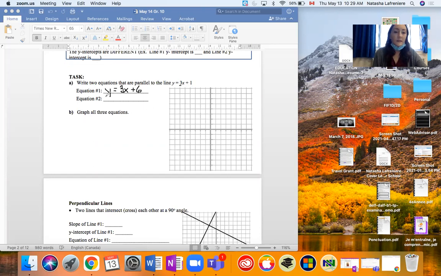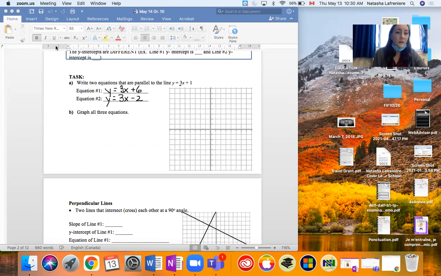Okay. And same thing for the second equation. So the second equation is going to be 3x because the slope cannot change. The slope has to be the exact same for the parallel line. So don't go making it like 6 or anything. It has to stay at 3. Okay, and we're going to put that one as a negative, so -2.